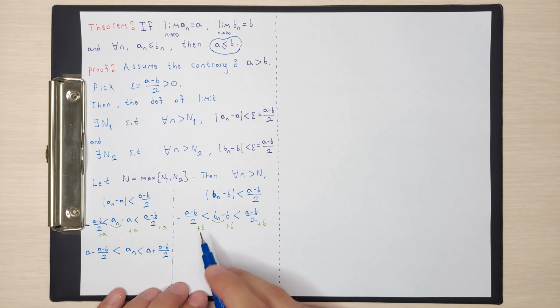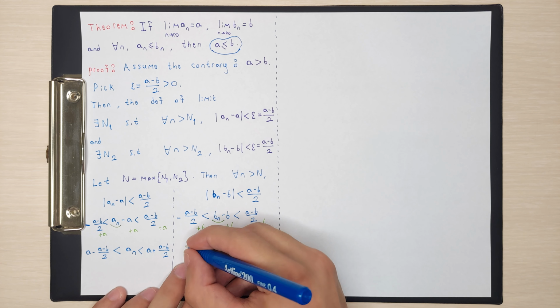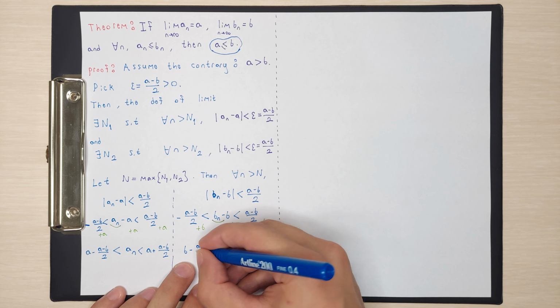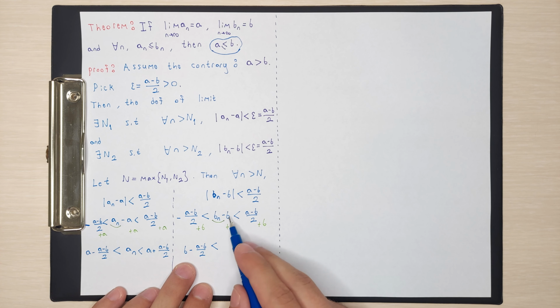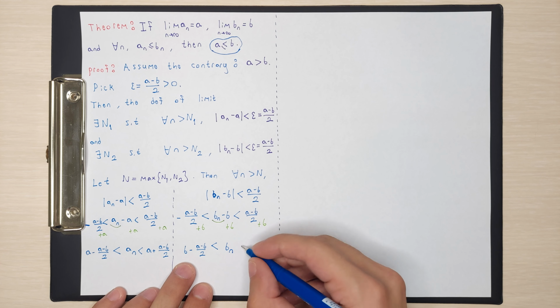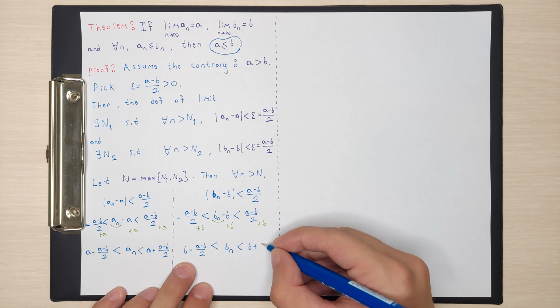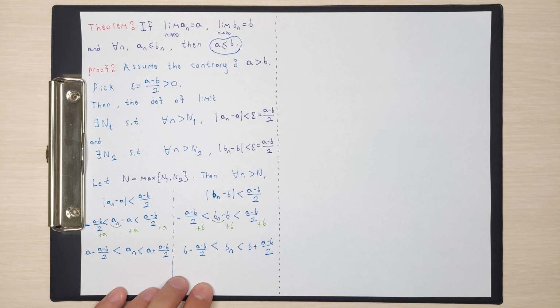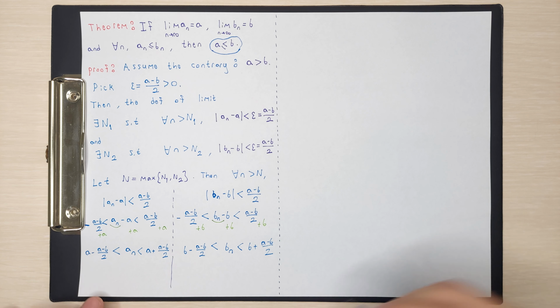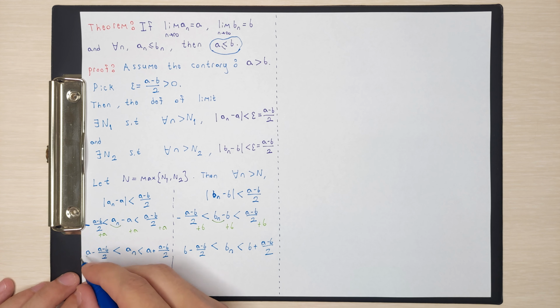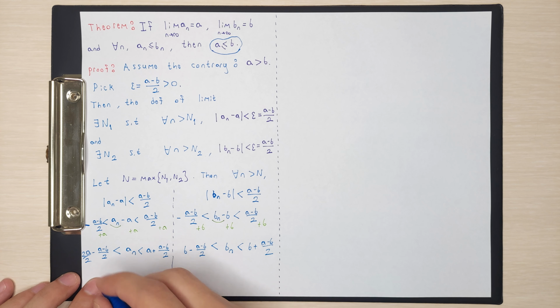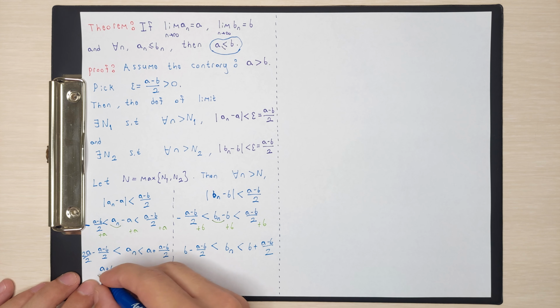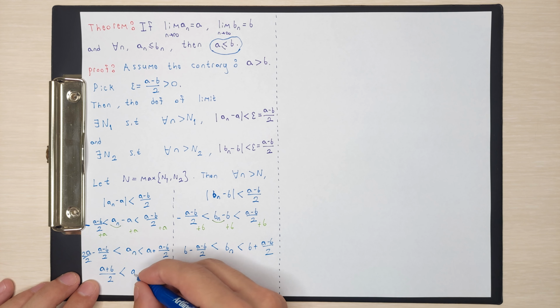Similarly, if you add b to all sides, you will get b minus a minus b over 2. Bn minus b plus b, we have only bn. And also b plus a minus b over 2. Now let's write them again. You know that a is 2a over 2. So 2a minus minus b, we have plus b. So we have a plus b over 2 less than an.